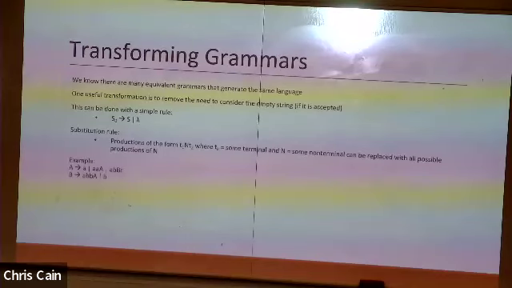So here's an example. We have a grammar that says A can be defined as lowercase a, or lowercase a capital A, or lowercase b capital B lowercase c. B can be lowercase b capital A, or lowercase b.